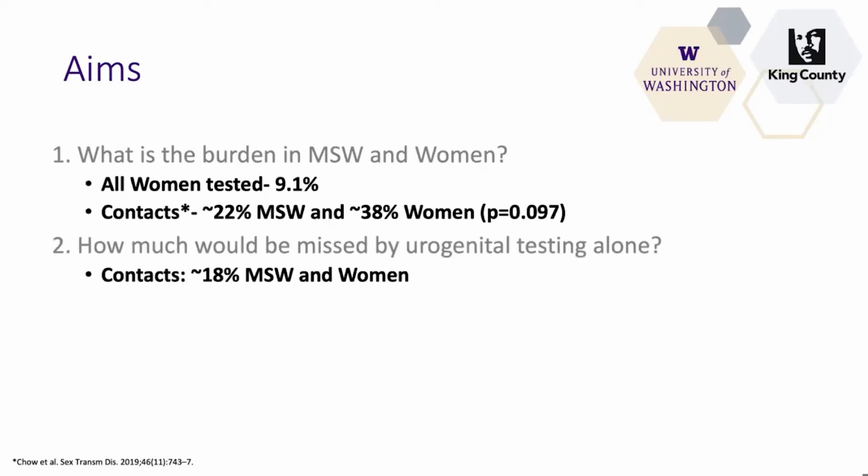Number 2, how much GC would we miss if we only did urogenital testing? In the absence of pharyngeal testing, about 18% of all positives in contacts to GC in the men would have been missed, in the men who have sex with women exclusively. And about 18% of the positive infections in women would have been missed in the absence of pharyngeal testing.